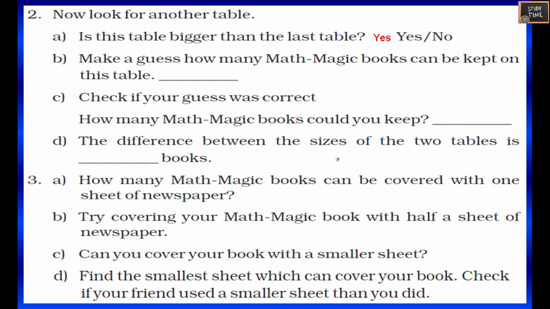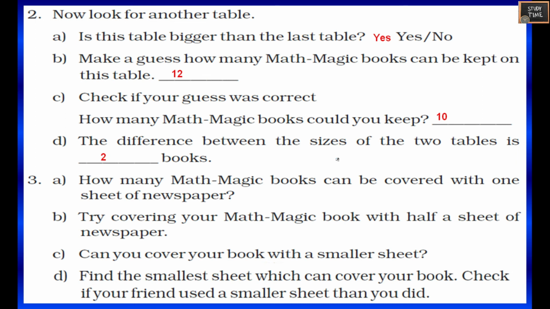Now make a guess: how many math magic books can be kept on this table? It can be 12 or 10. Check if your guess was right. How many math magic books can you keep? It will be 10. So the difference is 2.